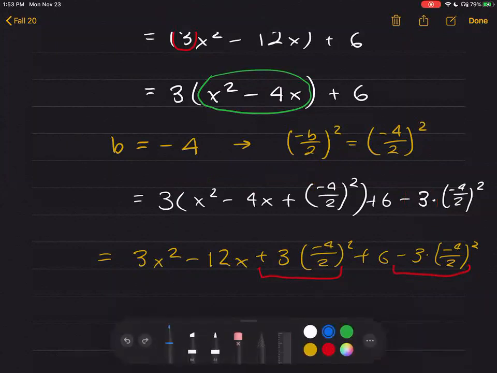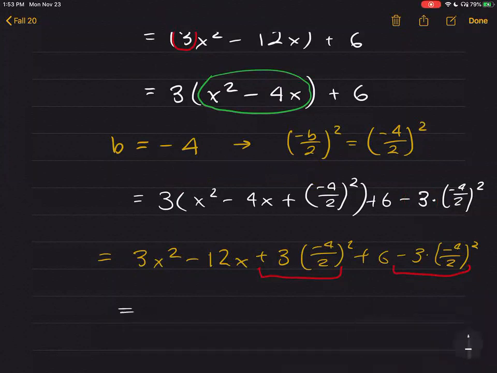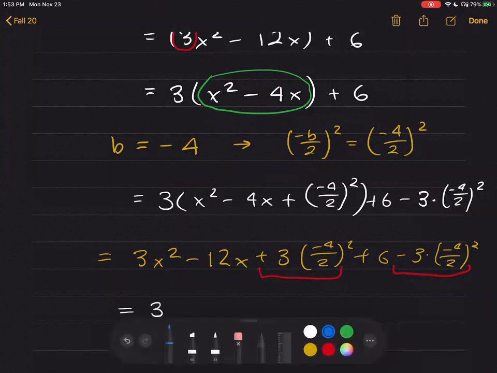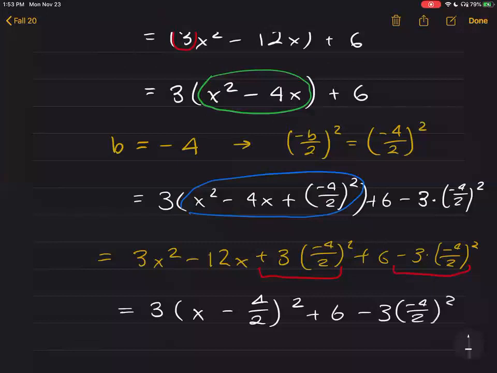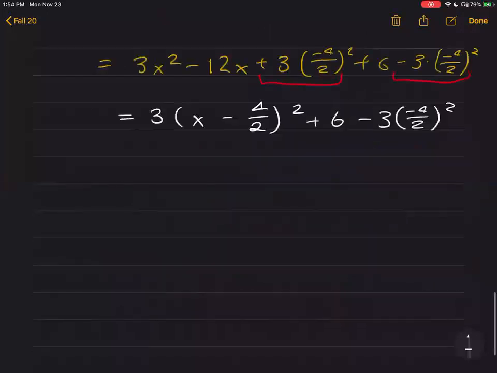Okay. So going back to the main problem. Now we can apply our perfect squares formula to this thing in here. And what we'll get out is x minus 4 over 2 all squared plus 6 minus 3 negative 4 over 2 squared. All right, and now it's just simplifying. So we've got 3x and the 4 over 2 is just 2. So this is minus 2 squared plus 6 minus 3 times negative 2 squared.